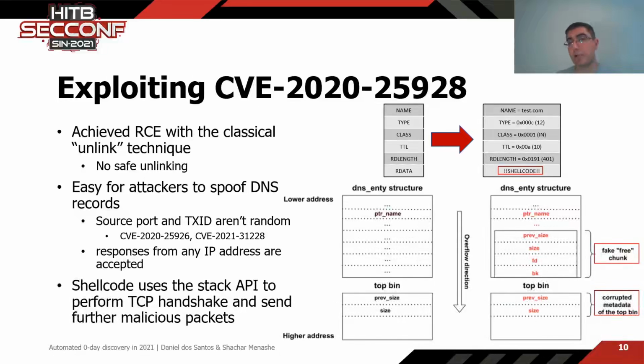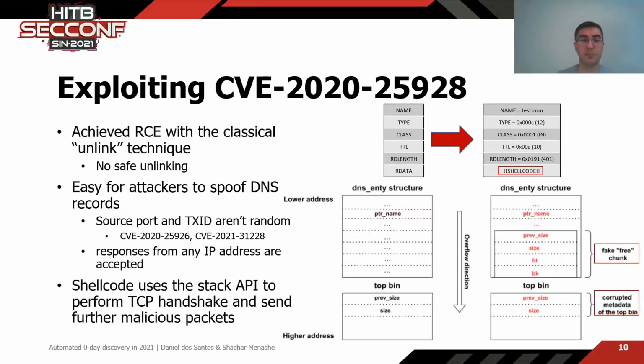And it's interesting because this is a DNS response packet, but it's easy to spoof DNS records that will be accepted by a device, because the techniques usually used to synchronize DNS requests and replies, which are the UDP source port and the transaction ID, are not actually random in this stack, right? Those are the other two vulnerabilities that we mentioned at the beginning. Which means that in the end, responses from any IP address are accepted and will be processed by the stack. The shellcode that we developed uses the stack API to perform TCP handshakes and send other malicious packets. We'll discuss the attack scenario a little further on.